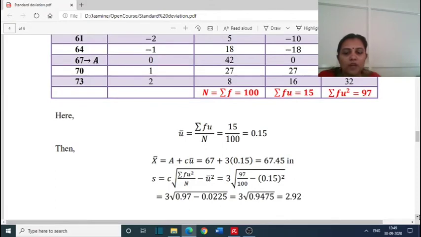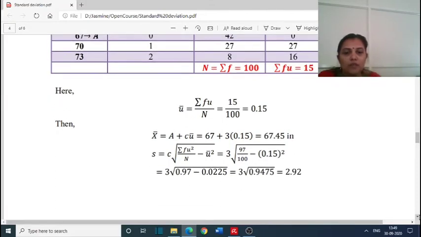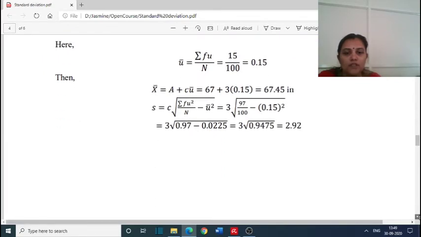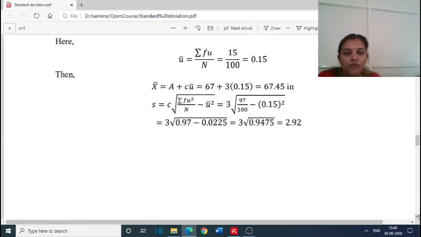So then x bar equal to a plus c u bar, which is equal to 67 plus 3 into 0.5, which is equal to 67.45. So s equal to c into square root of sigma fu square by n minus u bar square, which is equal to 3 into square root of 97 by 100 minus 0.515 square, which is equal to 0.97 minus 0.0225, which is equal to 3 into square root of 0.9475, which is equal to 2.92.